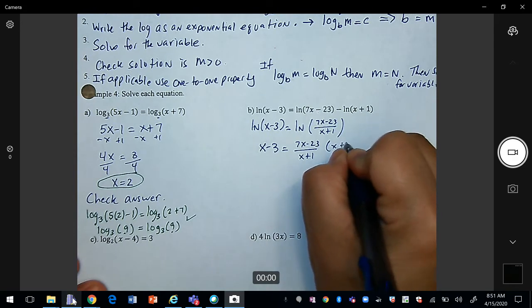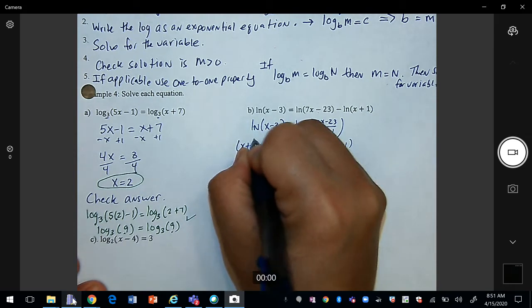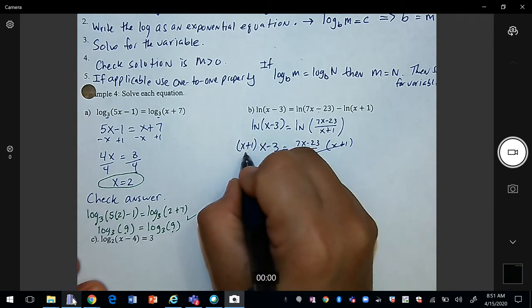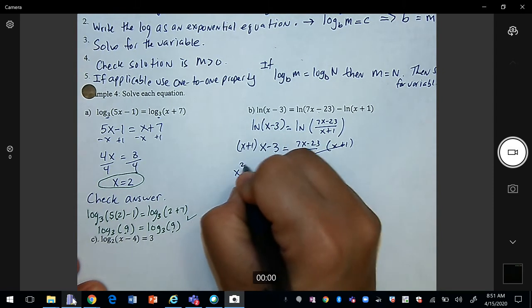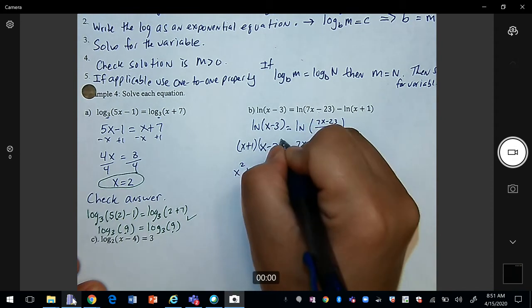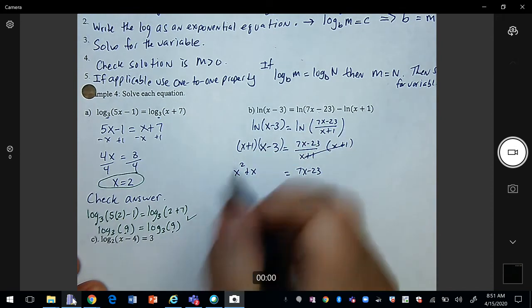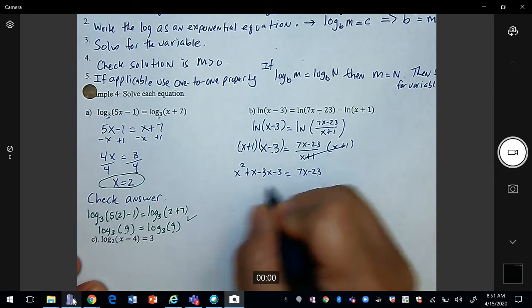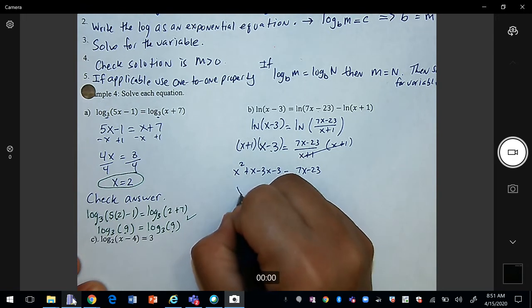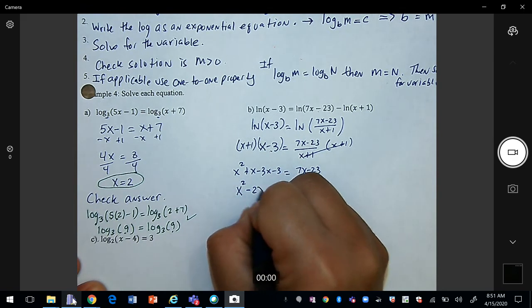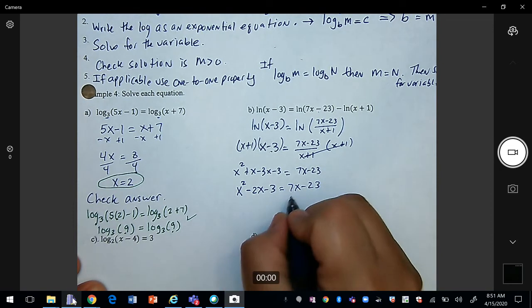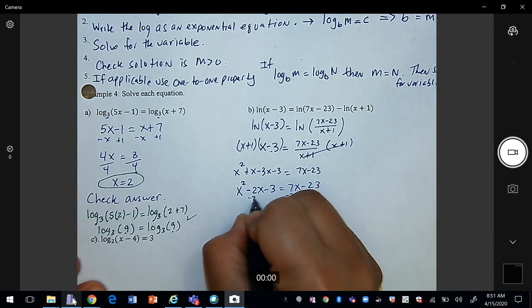Multiply x plus 1 on both sides. So x times x is x squared. 1 times x is x. Negative 3 times x is negative 3x, and minus 3. Gather like terms. This is quadratic, so all the terms should be on one side.